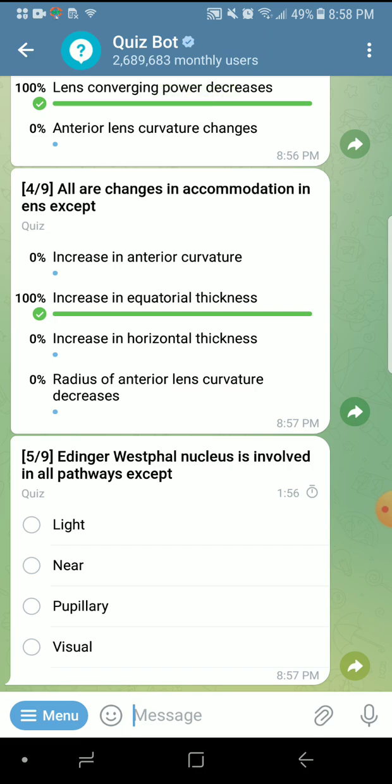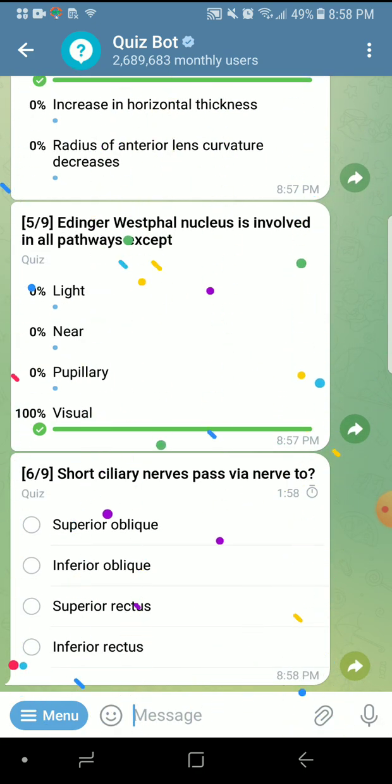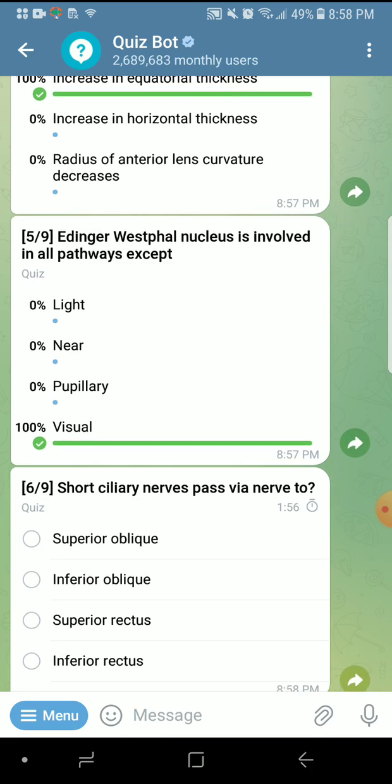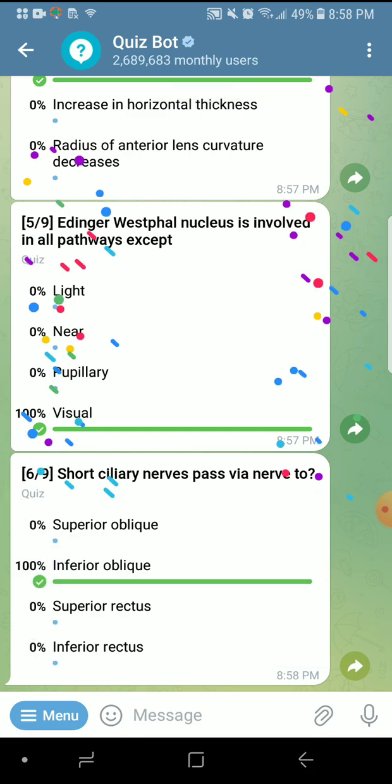I just told you Edinger-Westphal is involved in light pathway and near pathway. Pupillary pathway is the same as light pathway, but visual cortex, visual pathway is what we see. It goes via optic nerve, chiasma, tract, LGB, optic radiations, and cortex. Now, short ciliary nerves, the postganglionic fibers, go and stimulate the iris sphincter muscle by the inferior branches of the third nerve, that is the nerve to inferior oblique. Now, it's an anatomy question, but you should know that.